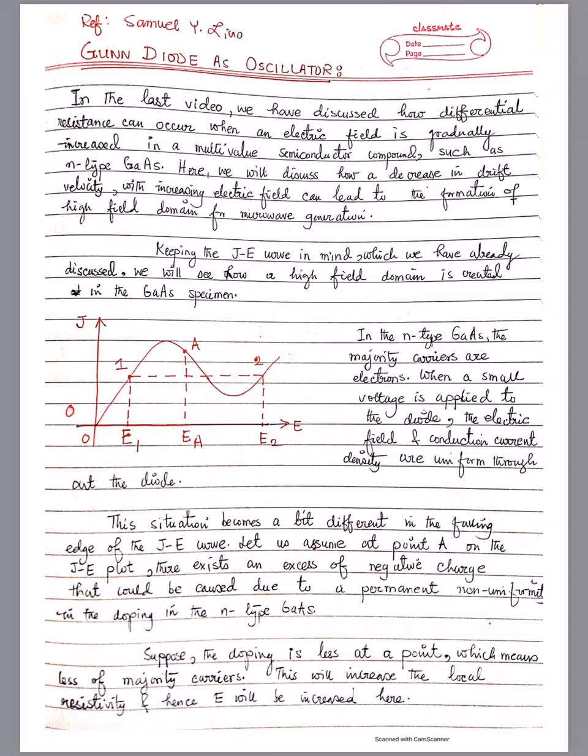The reference is Samuel Y. Liao, Microwave Devices and Circuits. See, the Gunn diode acts as an oscillator in the microwave domain. That is, a typical oscillating frequency will be of the order of gigahertz.